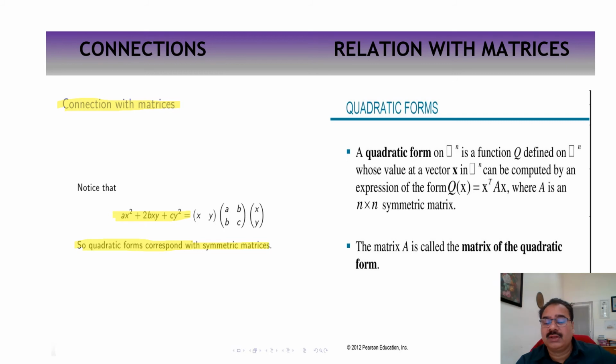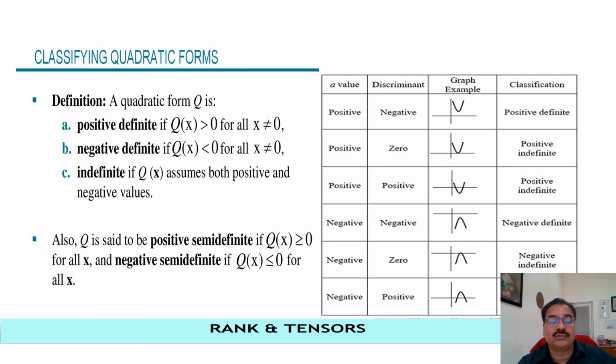If you want to redefine the quadratic form, you may do it like this. A quadratic form on R n is a function Q defined on R n, whose value at a vector x can be computed by an expression of the form Q x is equal to x transpose A x, where A is an n cross n symmetric matrix. The matrix A is called the matrix of the quadratic form. So this is the way to define it.